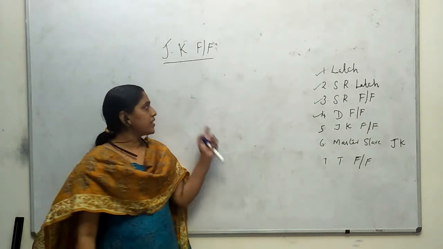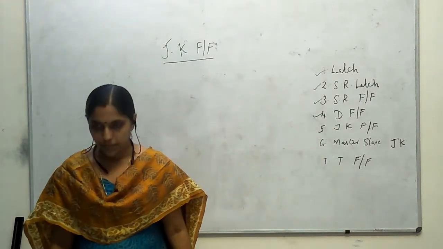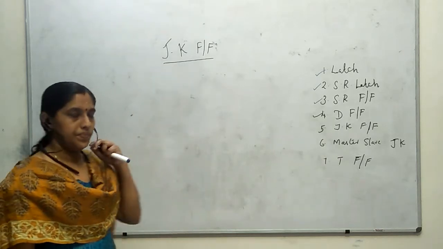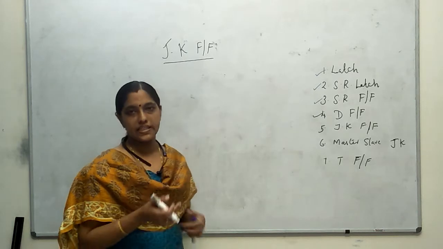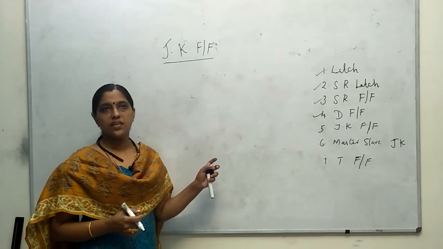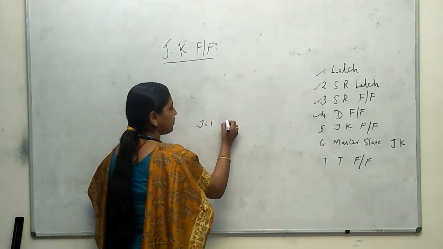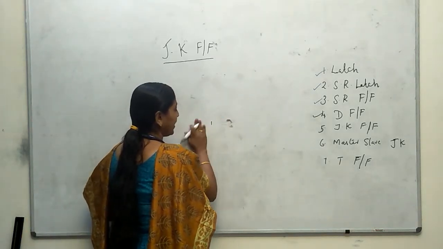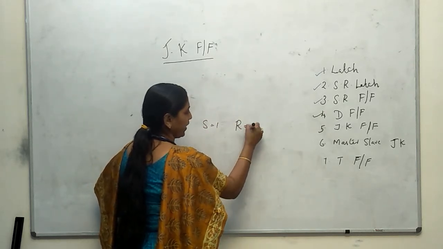So we'll continue our discussion with the next type, which is the JK flip-flop. In the previous case, which is the SR flip-flop, we discussed the not used case, when S is equal to 1 and R is equal to 1.